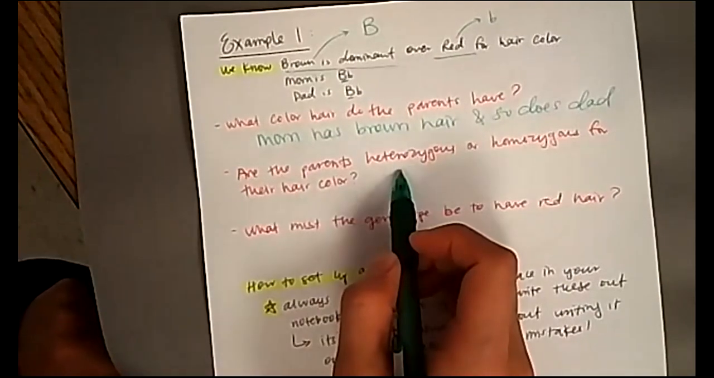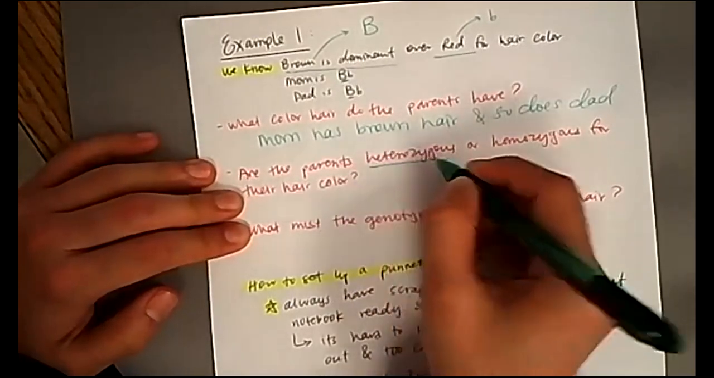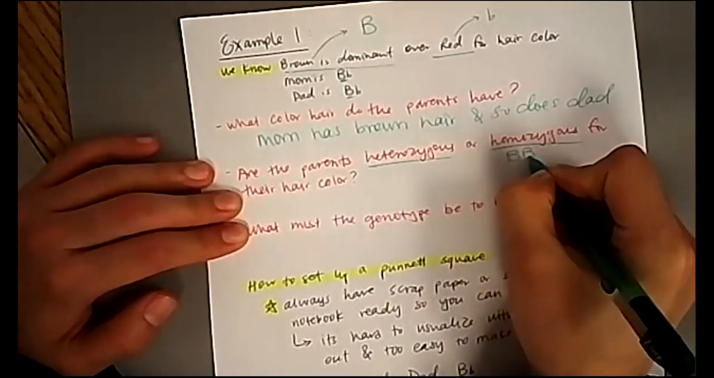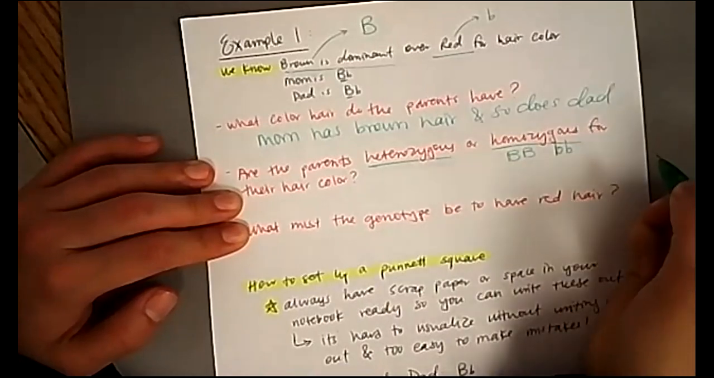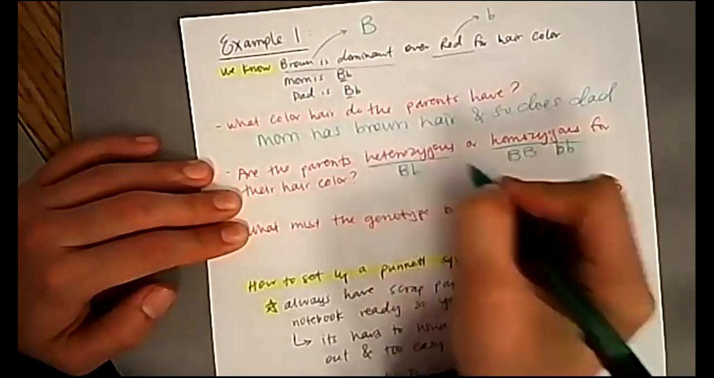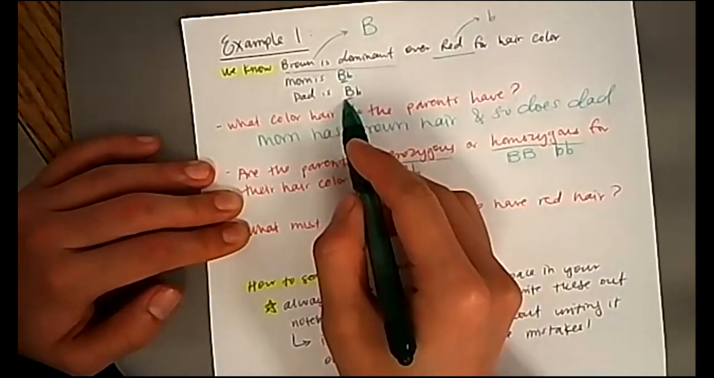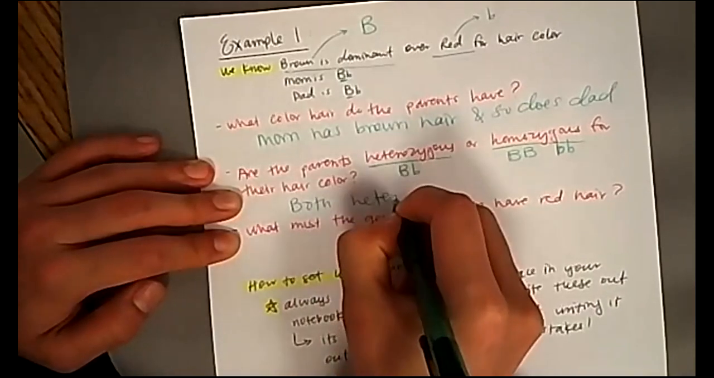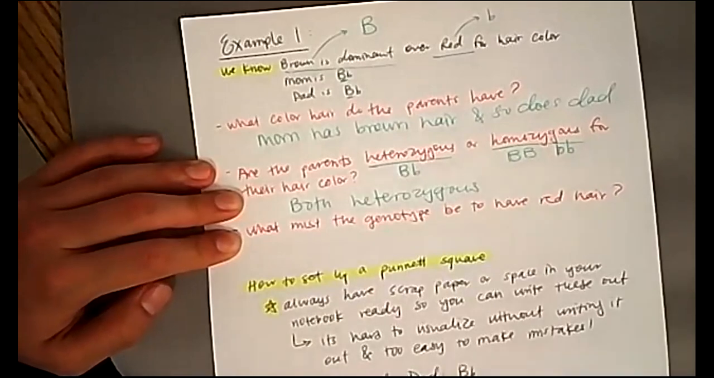Are the parents heterozygous or homozygous? Now, remember, heterozygous means that they're different, and homozygous means it's the same. So homozygous would mean you have to have big B, big B, or little b, little b. And for heterozygous, there's only one possibility, which is big B, little b. Now look at the parents. They are big B, little b for the mom, big B, little b for the dad. So they are both heterozygous. So that's how you would answer that question.